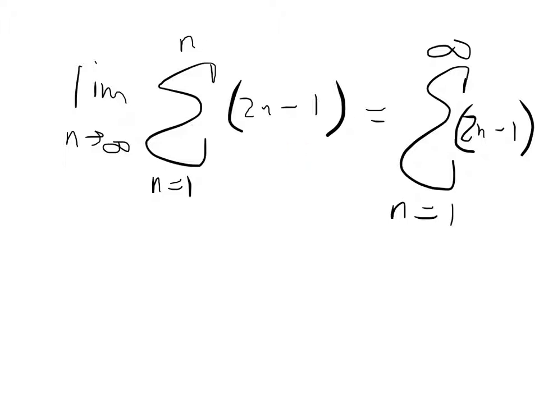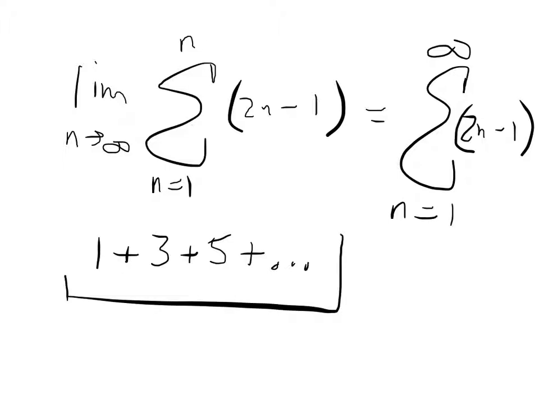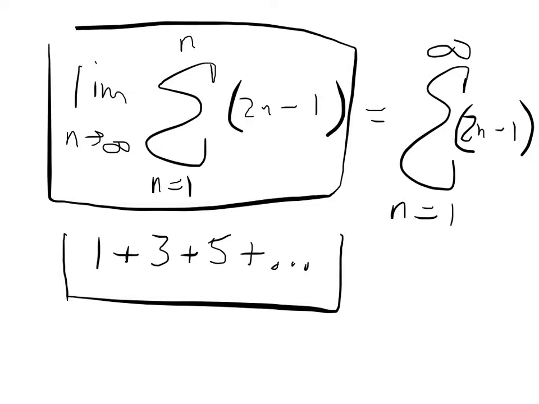So plugging in n equals 1, I get 2 minus 1 is 1, plus plugging in n equals 2, I get 4 minus 1 is 3. Plugging in n equals 3, I get 6 minus 1 is 5, plus dot, dot, dot. And there's my expanded form for this infinite series expressed with sigma notation. Sorry about the phone.